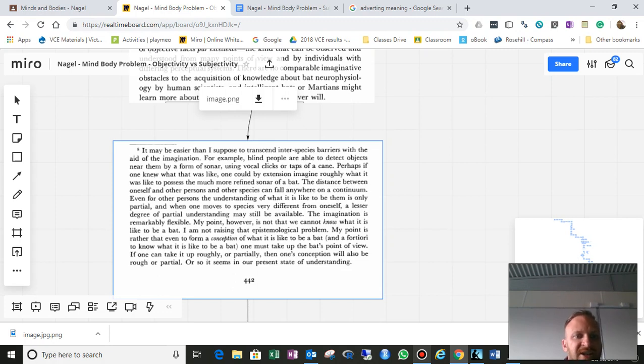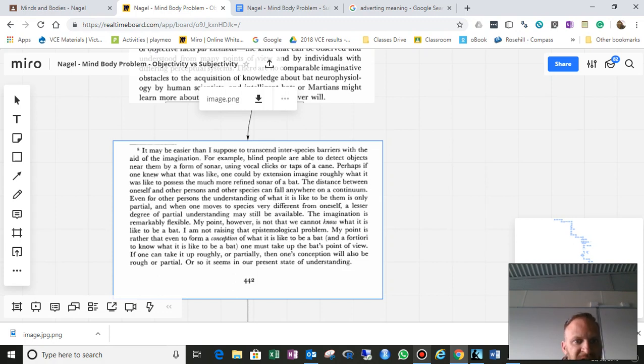The imagination is remarkably flexible. My point here is not that we cannot know what it is like to be a bat. I'm not raising that epistemological problem. My point is rather to form a conception of what it is like to be a bat, and a fortiori to know what it's like to be a bat, one must take up the bat's point of view.